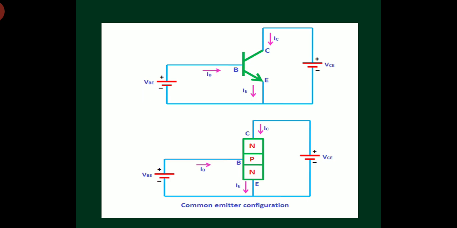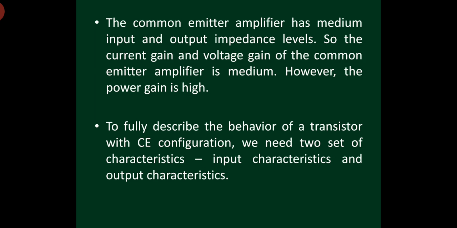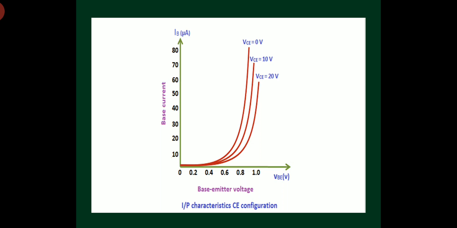If depletion region width increases, what will happen? The resistance at junction JC will increase. So if the resistance increases, what will happen? Input current reduces. IB will be reduced. So for a given voltage VBE, if I increase VCE, what will happen? The current will be reduced. So the graph shifts towards the right side.